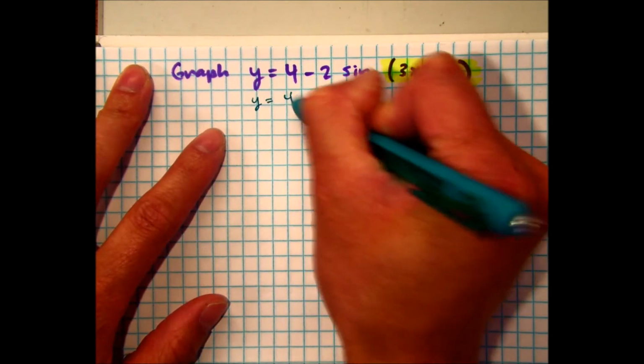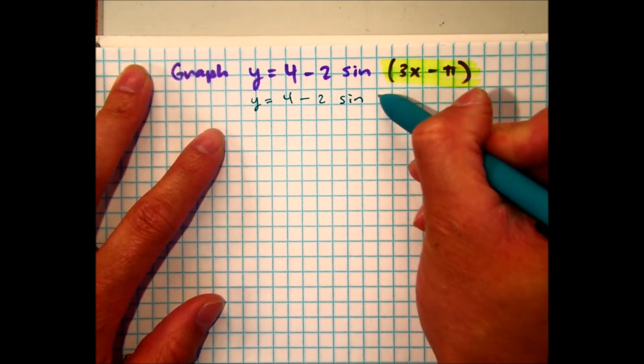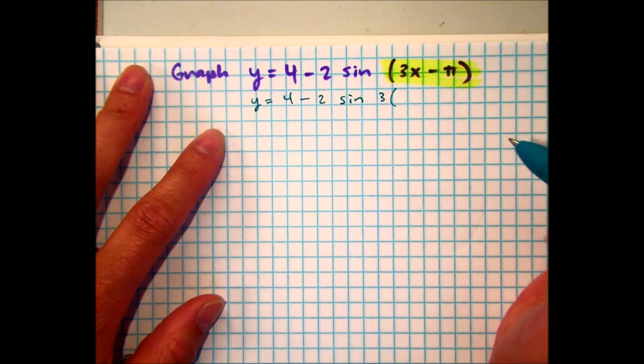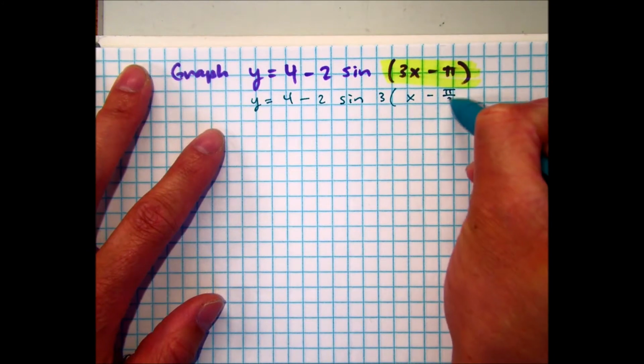y equals 4 minus 2 sine, and if you factor out a 3, class, what are you left with? x minus pi over 3. Raise your hand if you got that.